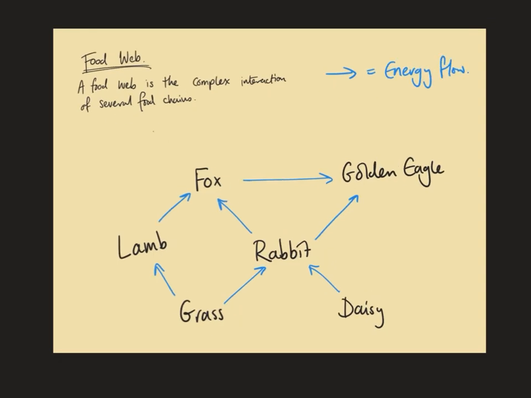So for example, the energy from the grass is being passed on to the lamb as the grass is being eaten. And then Mr. Fox, who eats the lamb, will receive the energy from the lamb.